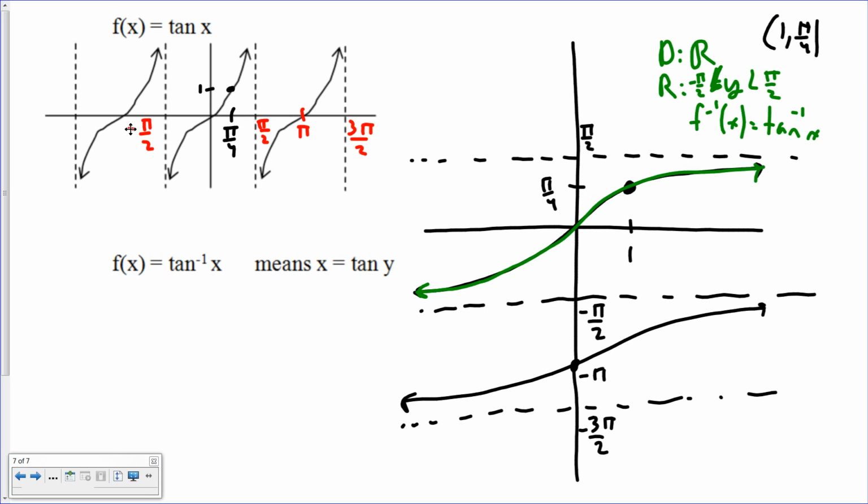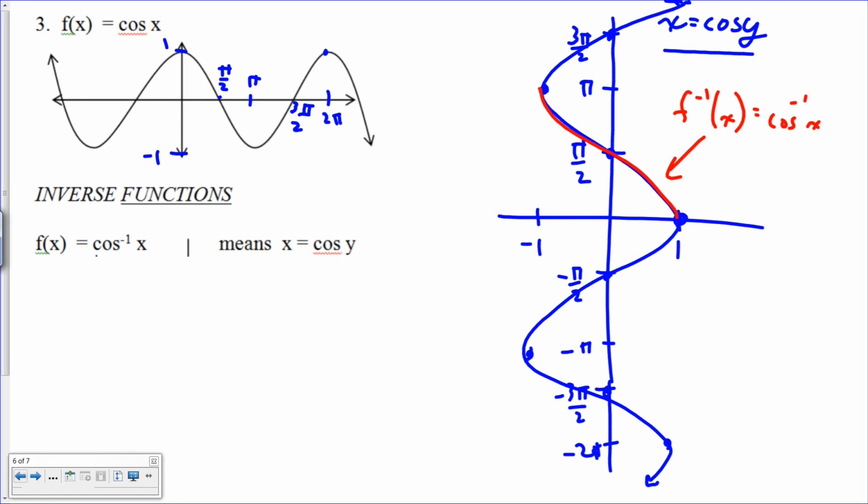And for the cosine, we're looking at domain and ranges for this one. The domain are my x's. It's going to be all x's between and including negative 1 and 1. The range are going to be all y's that are going to be between and including 0 and pi. Looking at your y's and looking at your x's.